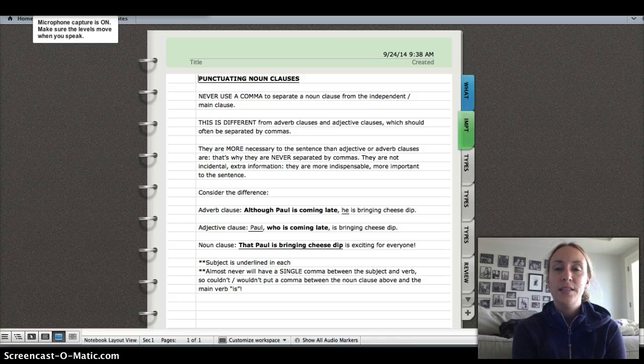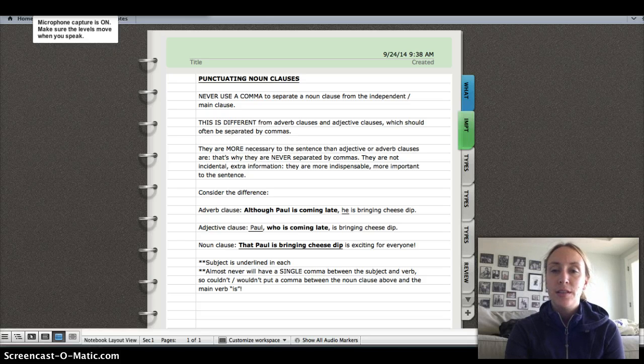All right, very important and different from adjective and adverb clauses, the first two types we talked about: you never use a comma to separate a noun clause from the independent or main clause. This is different from adverb and adjective clauses, which are often separated from the independent clause by a comma. Noun clauses are more necessary to the sentences they are part of than the adjective or adverb clause. That's why they're never separated by commas. I mean, it's pretty simple to remember. They're just never separated. They're not incidental extra information. They are more important. They are not removable. They're not separated by a comma.